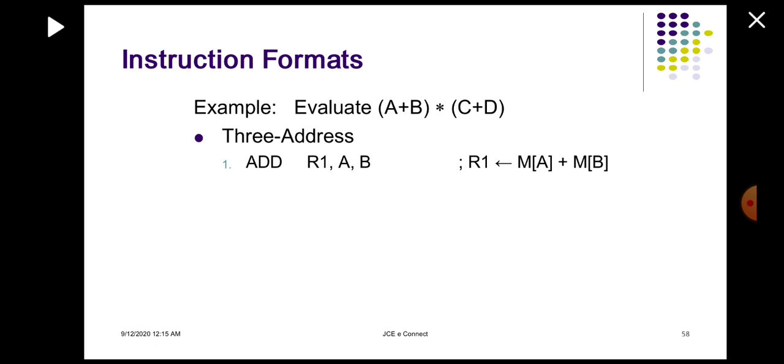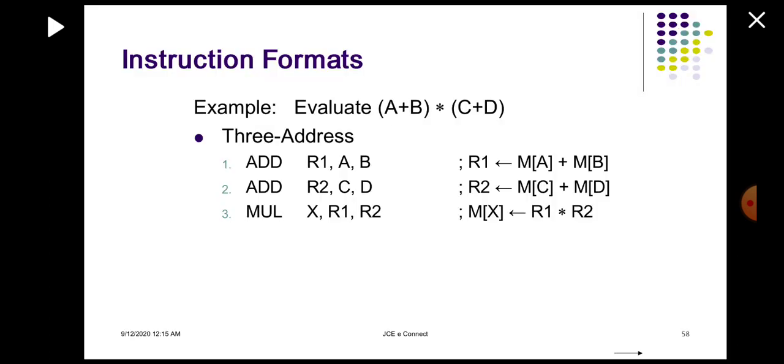I have given the example: I have to add A plus B, then I have to add C plus D. So I'll take one more register as a destination: ADD R2, C, D. It will add the contents of C and D and the result is stored in R2. So we have done A plus B, we have done C plus D. Now what is left is the multiplication of both the additions.